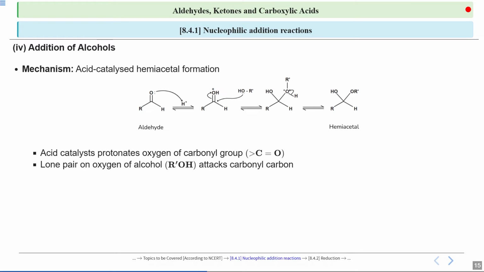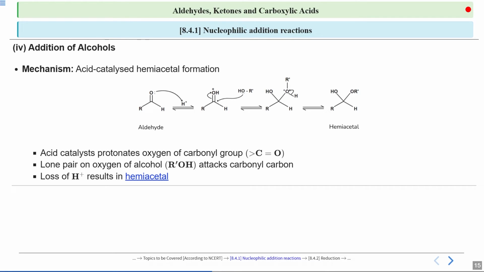The second step is that the lone pair on the oxygen atom of the alcohol attacks the carbonyl carbon. Now we have an alcohol. In the alcohol, oxygen has lone pairs. So the oxygen with its lone pair will attack the carbonyl carbon. This breaks the C double bond O and the oxygen becomes neutral. So this will break this double bond and the oxygen will become neutral. Okay, so you will get this intermediate.